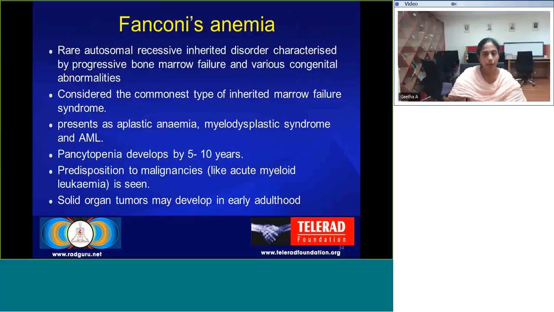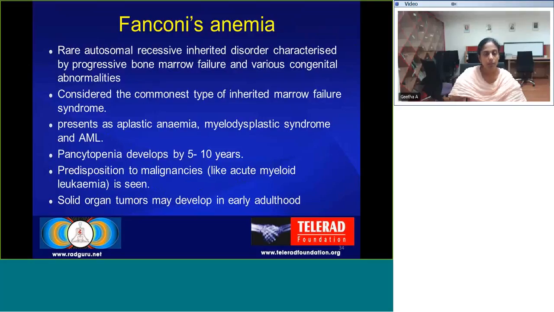Fanconi's anemia is a rare autosomal recessive inherited disorder characterized by progressive bone marrow failure and various congenital abnormalities. It is the most common type of inherited marrow failure syndrome. It presents as aplastic anemia, myelodysplastic syndrome, and AML. Pancytopenia develops by 5 to 10 years.